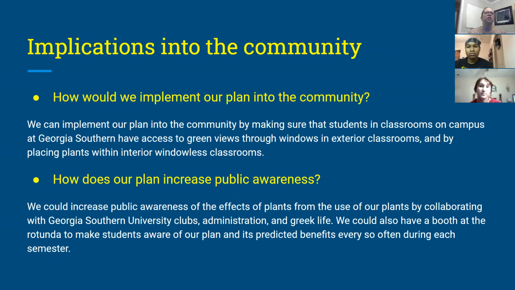And as far as implications to the community, how would we implement our plan? We can implement it by making sure that students in classrooms on campus at Georgia Southern have access to green views, either through windows in exterior classrooms or by placing plants within interior windowless classrooms.